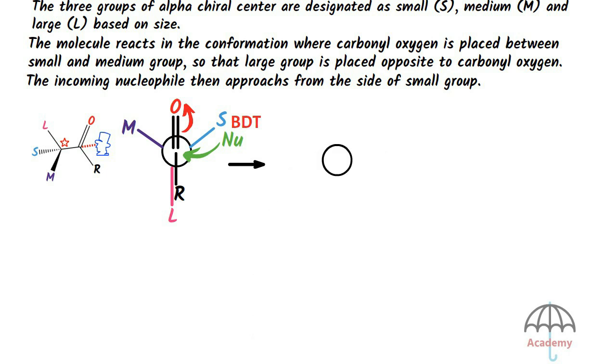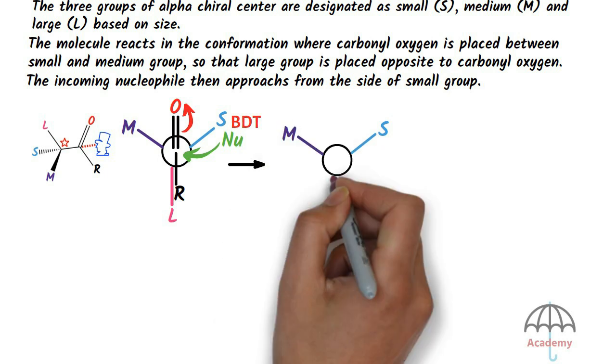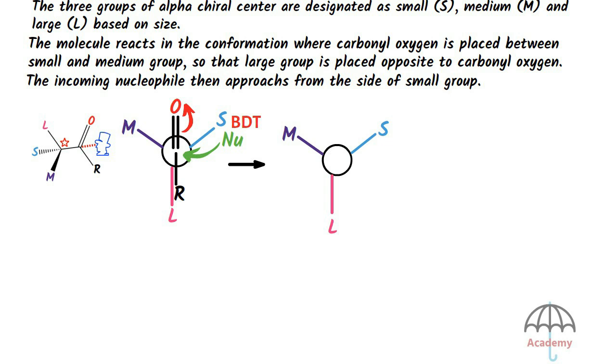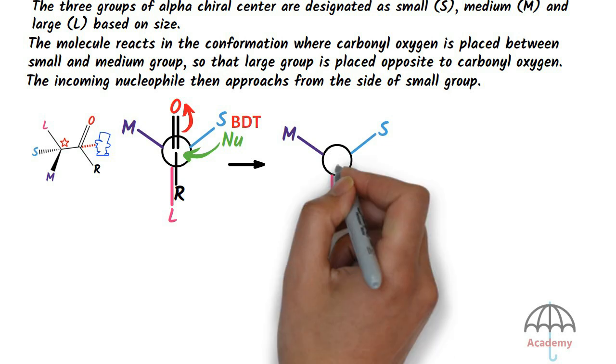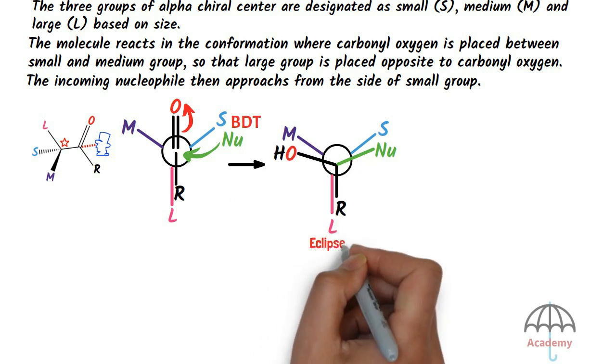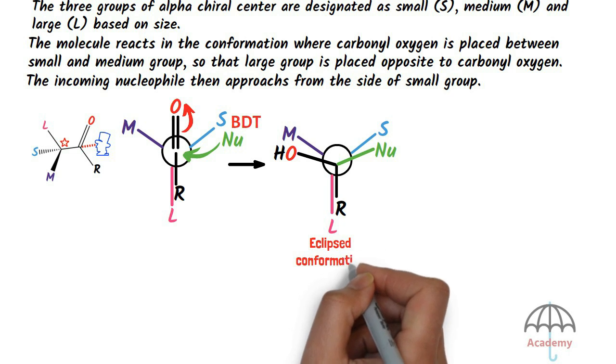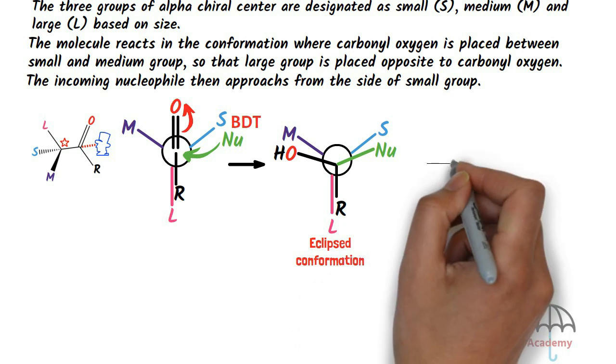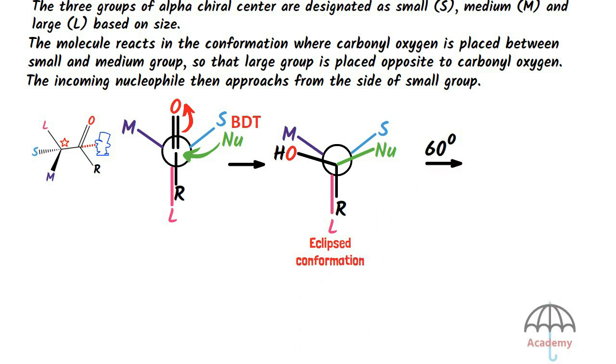After the attack of the nucleophile, we can write the conformation like this. There is no change in the groups on the back carbon. The position of the alkyl group on the carbonyl also remains unchanged. The nucleophile attaches from the small side and the hydroxyl is pushed to the medium group side. This is an eclipsed conformation. To convert this into a staggered conformation, we rotate the front carbon by 60 degrees anticlockwise.